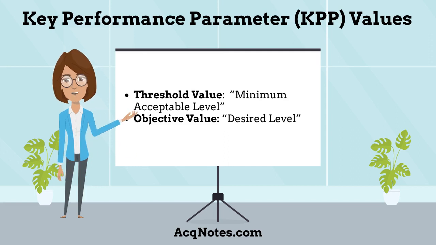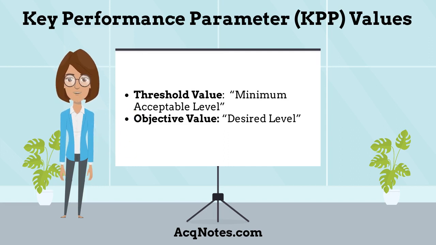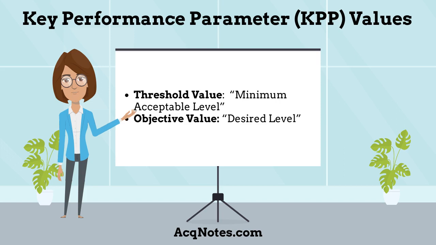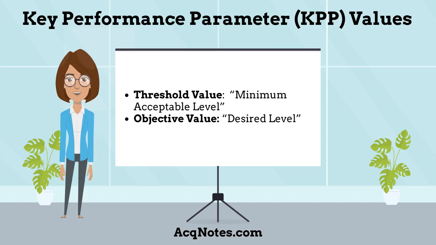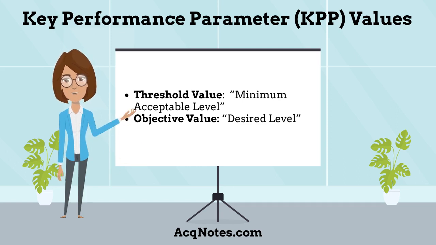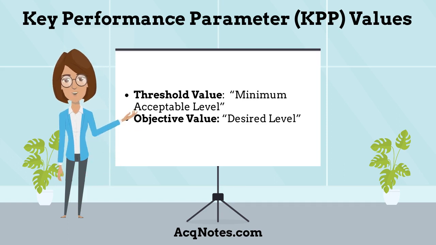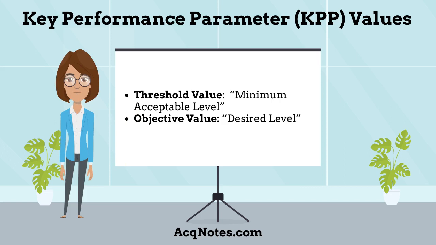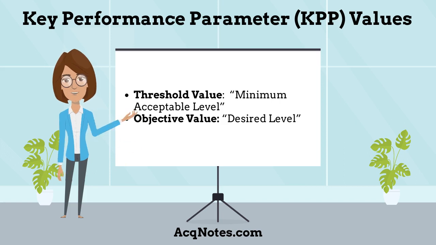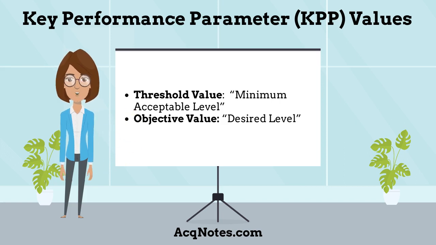What are the key performance parameter values? A KPP threshold value is the minimum acceptable value considering cost, schedule, and technology. Performance below the threshold value is not operationally effective or suitable. A KPP also has an objective value that is the desired operational goal considering cost, schedule, and technology. Performance above the objective value does not justify the additional expense. The difference between the threshold and objective values sets the trade space.